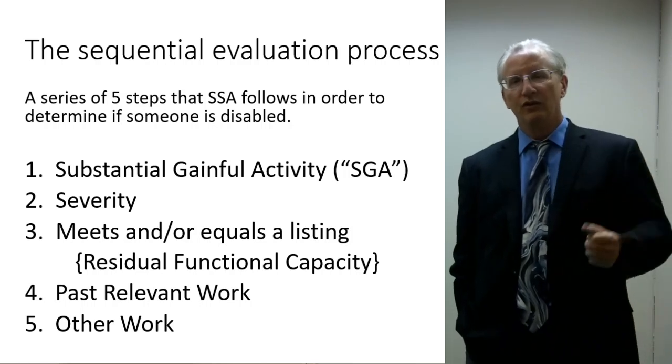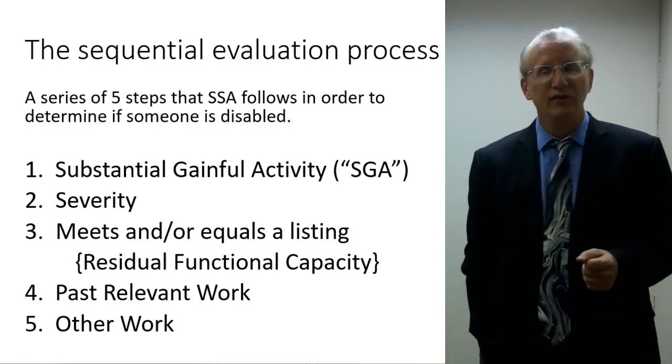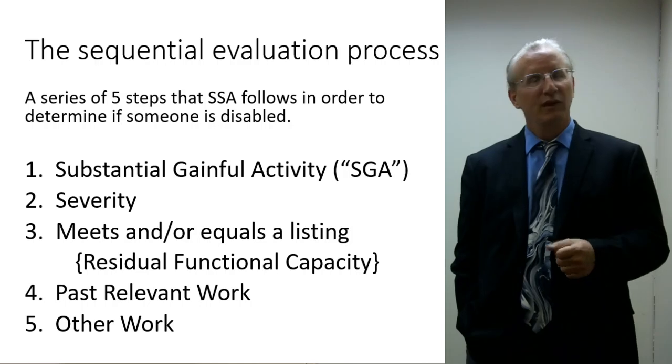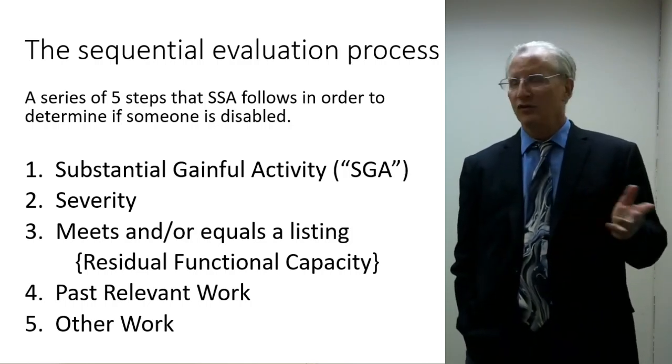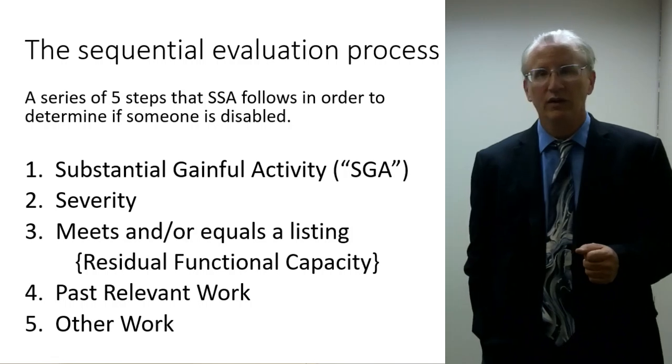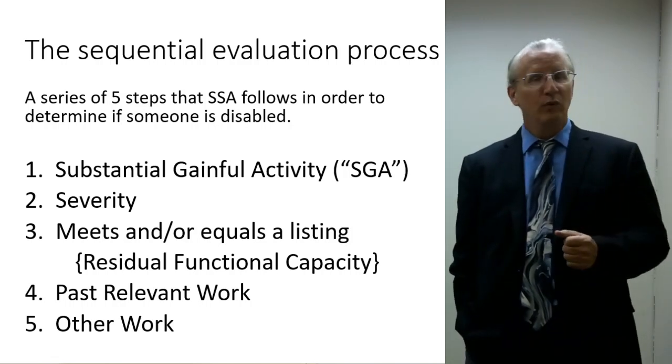And today what I'd like to do is discuss with you exactly how Social Security decides disability cases. They give it a fancy term. They call it sequential evaluation. Sequential evaluation is just a 5-part legal analysis, and I'm going to walk through each one of those steps in a moment.